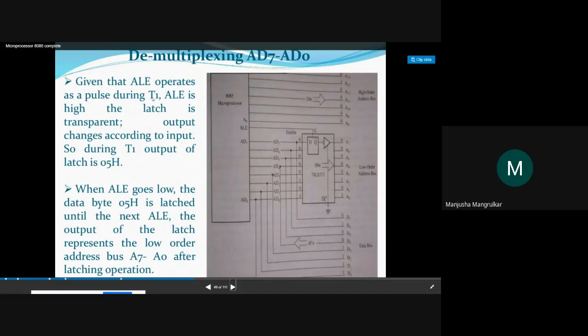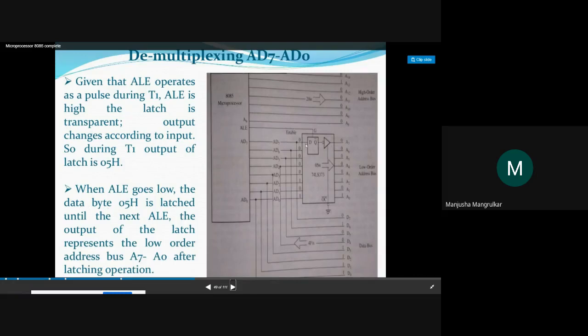Now see this. ALE goes high during T1. When ALE is high, the latch is transparent and the output changes according to the input. So during T1, the output of the latch is the lower address byte. AD0 to AD7 comes in, and this is the enable for the latch. When ALE is high, it will latch and store the data, and on the next clock pulse, whatever data comes, that is D7 to D0, will be carried on these lines.